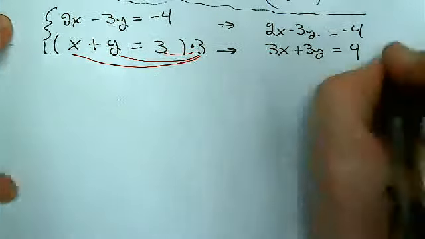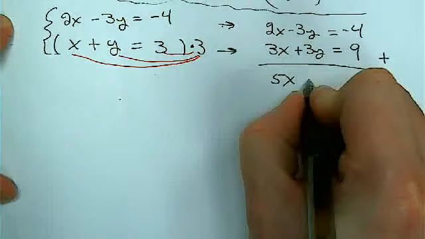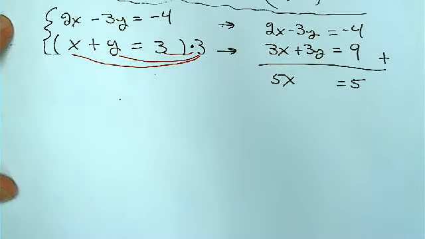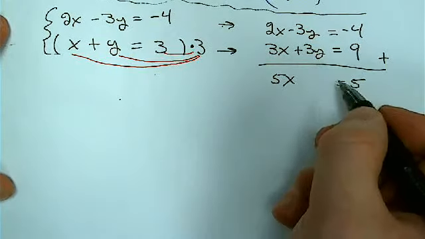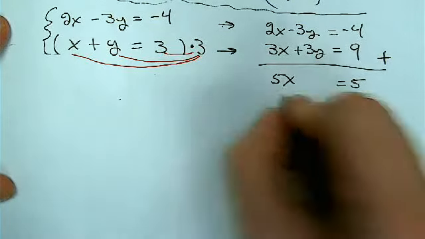And now when I add them, 5x, no y's, equals 5. X equals 1? Or would it be an addition or minus? Or would you go with the original problem? Stay with the original problem. So yes, you always want to try to add them. And now I can solve that without too much trouble.